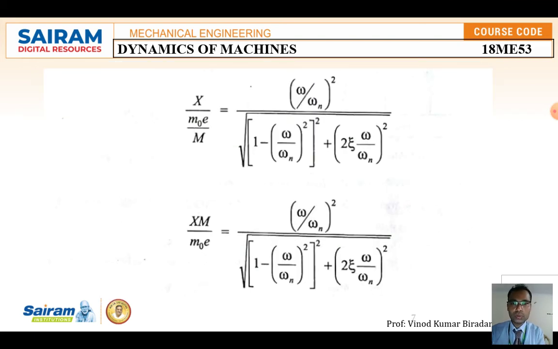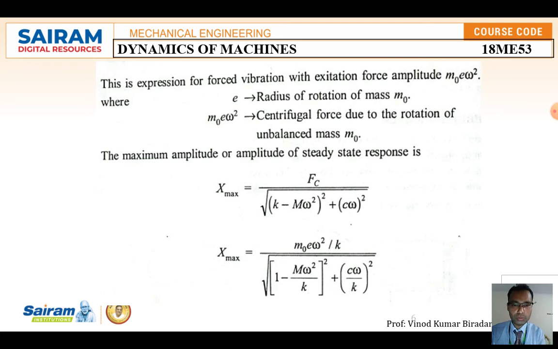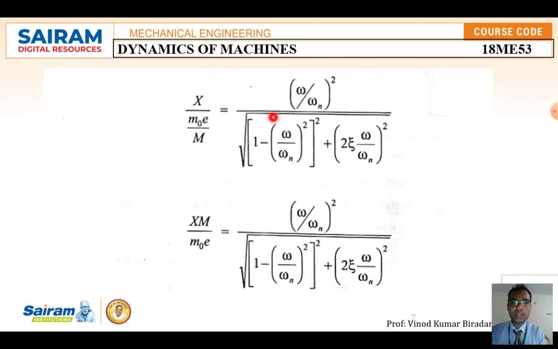Now you simplify this again, taking M outside. X divided by m naught e, times M, is equal to (omega by omega n) whole square, divided by the square root of (1 minus (omega by omega n) square) whole square plus (2 zeta omega by omega n) whole square. So X M divided by m naught e is equal to (omega by omega n) square divided by that same square root. This is the maximum amplitude present in the machine component.